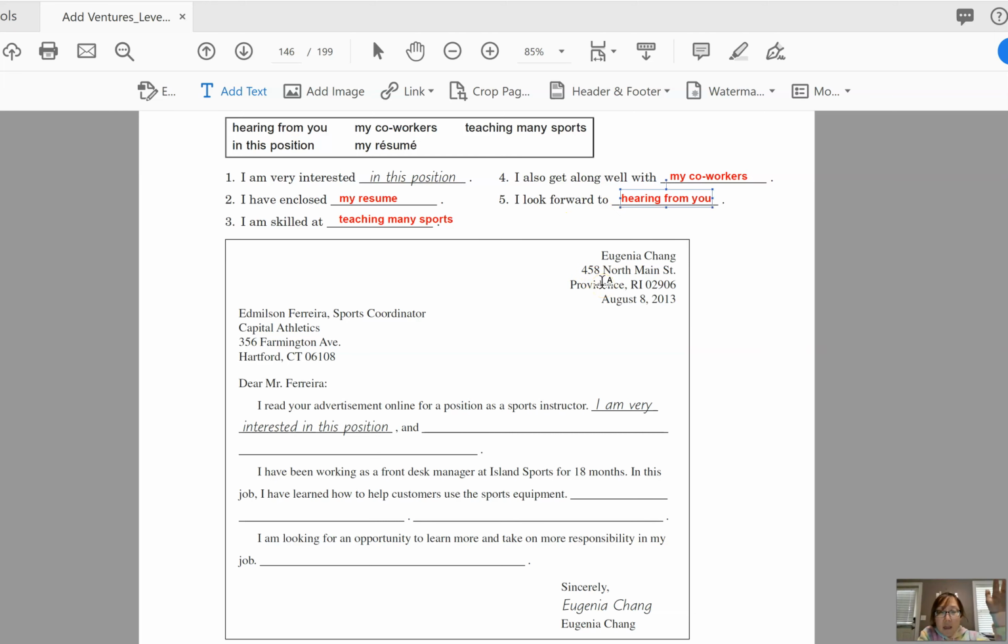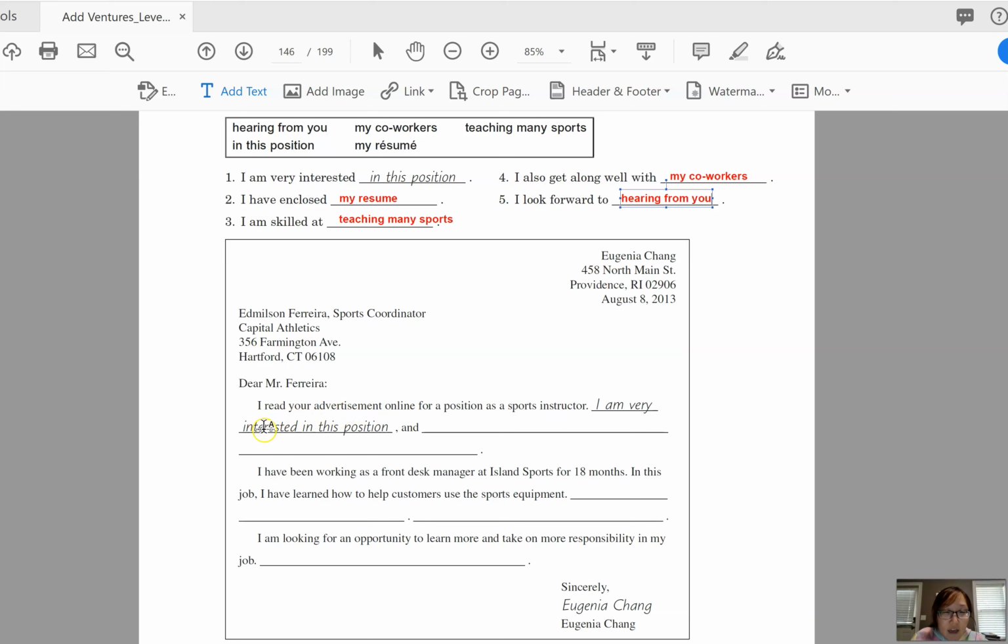Okay, and then let's look at the letter. So if you remember from lesson D, we read about Eugenia in the worksheet, but let's see. So it looks like she's applying for a position in a sports company, so a sports equipment company. Or maybe not sports equipment, she's applying for a position as a sports instructor. So let's read it together. Dear Mr.